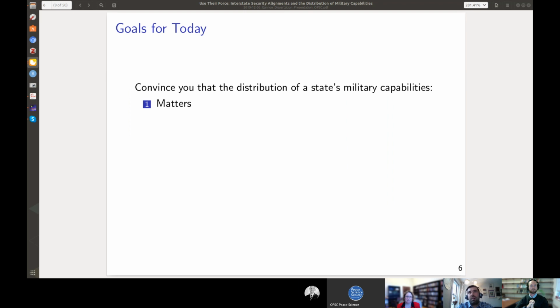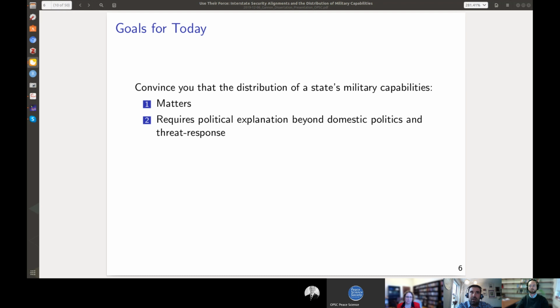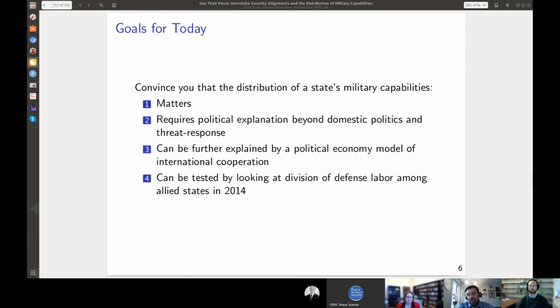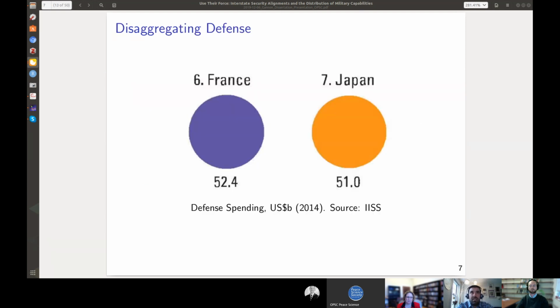So my goals for today are to convince you that the distribution of states' military capabilities is something that matters. We should be concerned about it as scholars of international politics, that this is a political story that goes beyond just domestic politics and threat response models, which I think are largely how they're thought about now, and that we can further explain this by having a political economy model of international cooperation. And in the particular paper I present here, I test it by looking at a division of defense labor among allied states in the year 2014. So that's what I'll walk through today.